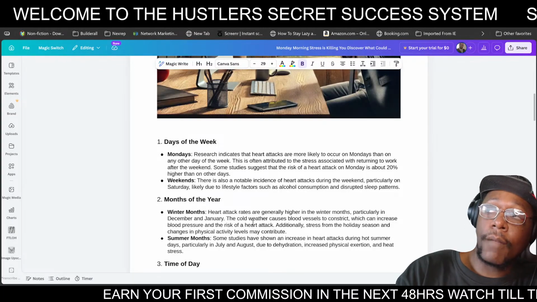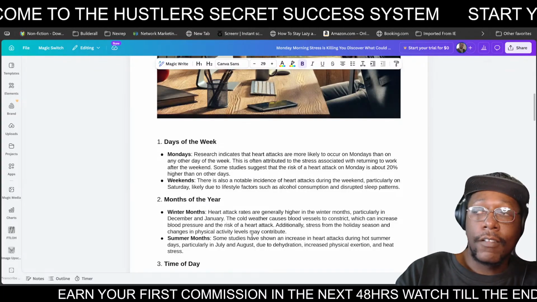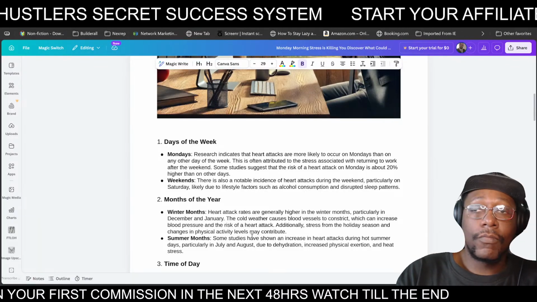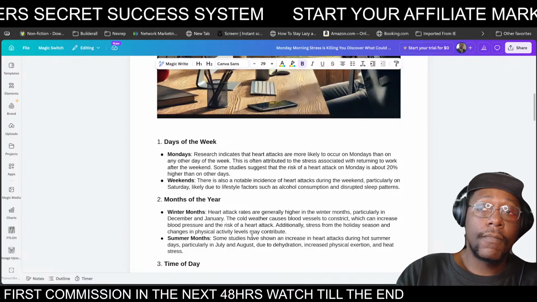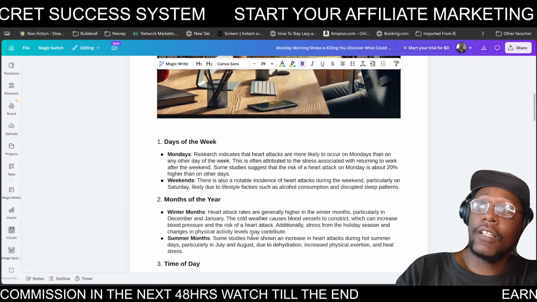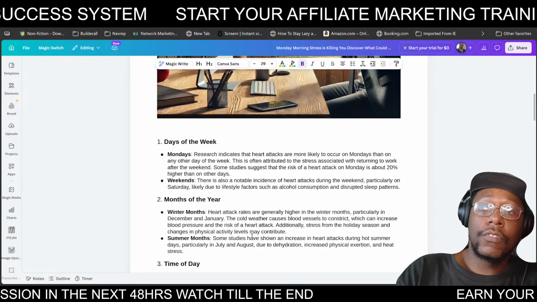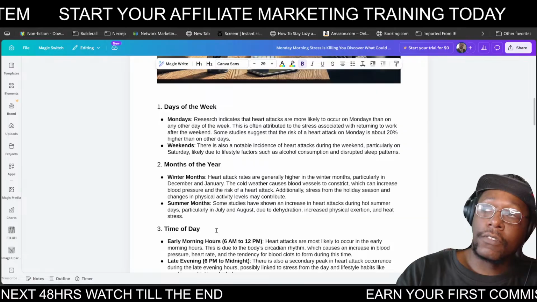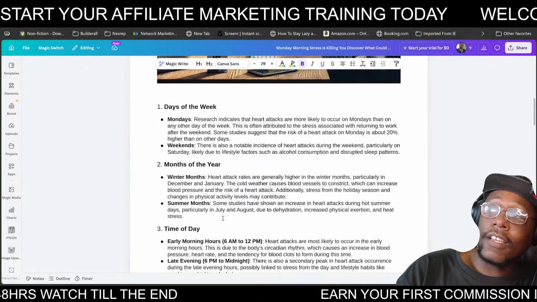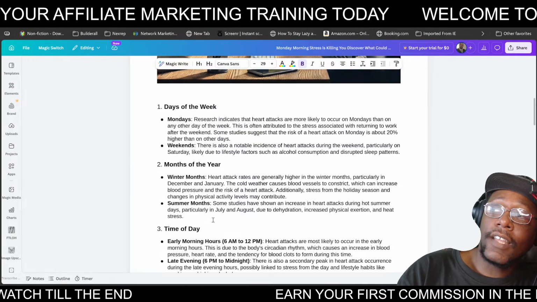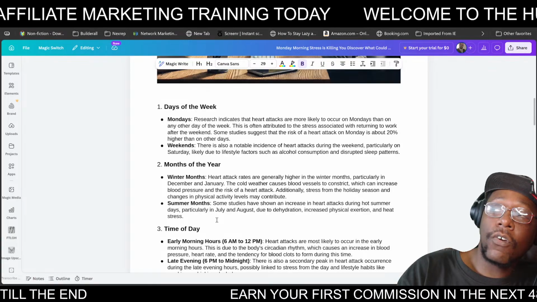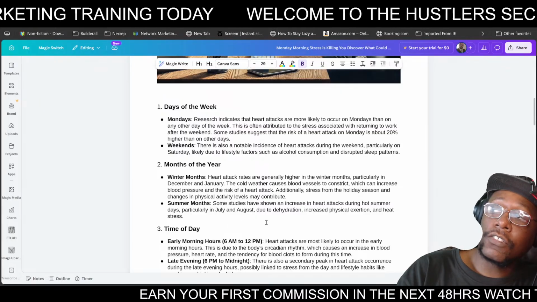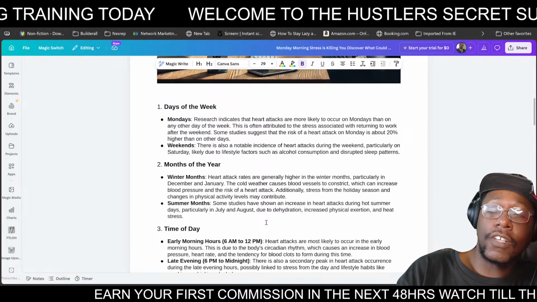So that time frame, physical changes. You stop going to the gym because hey, it's cold outside. I don't want to get up and go to the gym. It's not too enjoyable to do that. So your physical activity levels may contribute to this also at that time. And then look what it says in summer months. Some studies have shown an increase in heart attacks during hot summer days, particularly in July and August, due to dehydration, increased physical exertion, and heat stress.